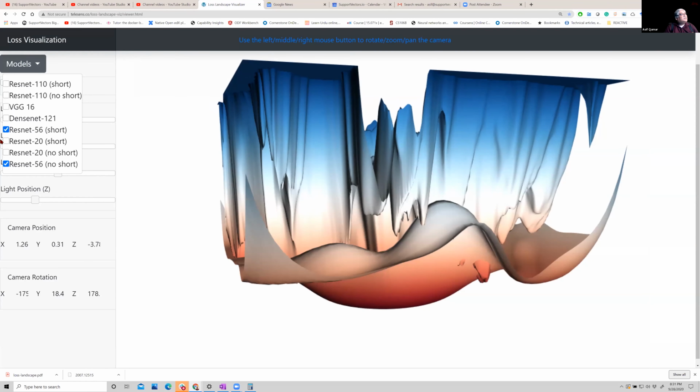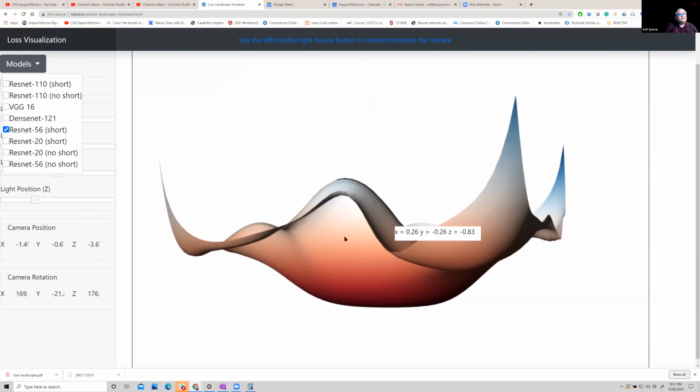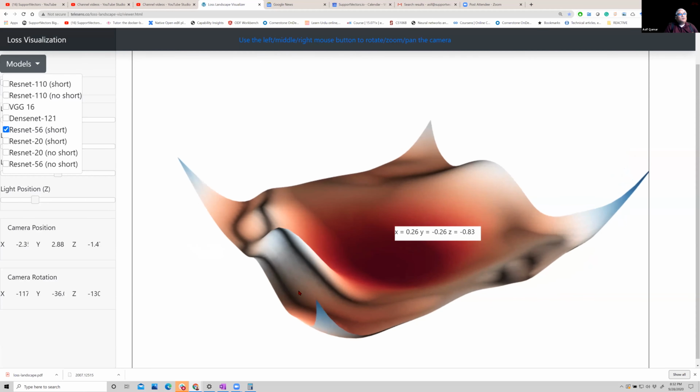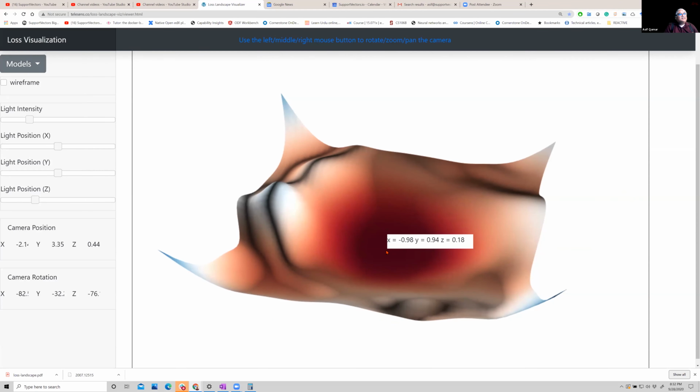This surface, this other surface, and let me bring that surface back. Now, guys, think about it. Do you see the quality of the minima? When you look at this minima, what can you say? Is it broad and deep? Yes, sir. And very smooth.